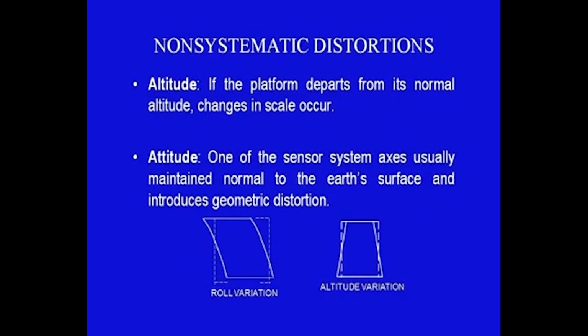Now we come to the non-systematic distortions which are there. First is altitude. If the platform departs from its normal altitude, changes in scale occur. Next is attitude. One of the sensor system's axes is usually maintained normal to the earth surface, and departures from this introduce geometric distortion.